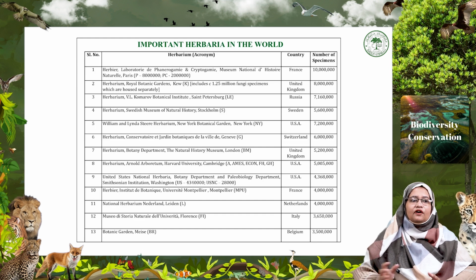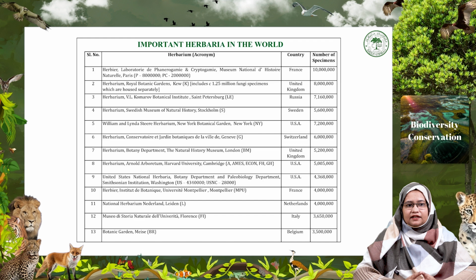Then the Royal Herbarium of the Royal Botanical Garden in Kew, which includes around 1.2 million species of the fungi present in the Botanical Garden, has the acronym K. Then Herbaria of the Komarov Botanical Institute has the acronym LE. Then Herbaria of the Swedish Museum of Natural History in Stockholm has the acronym S.